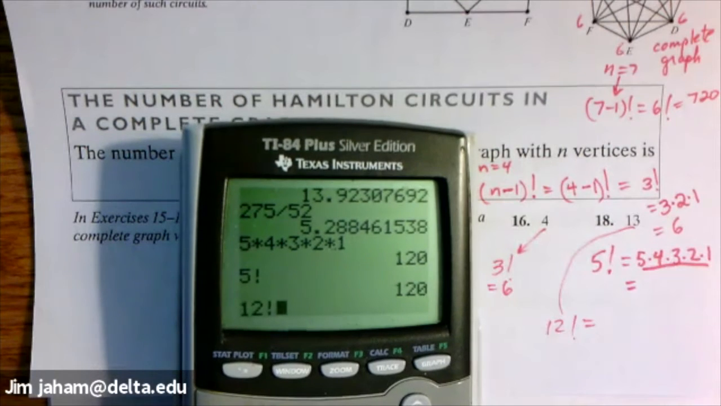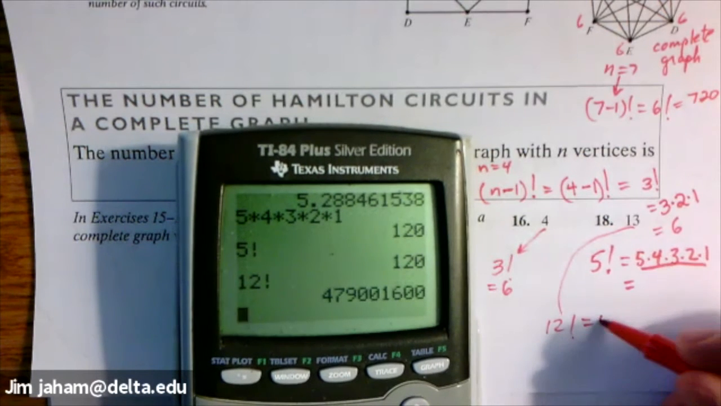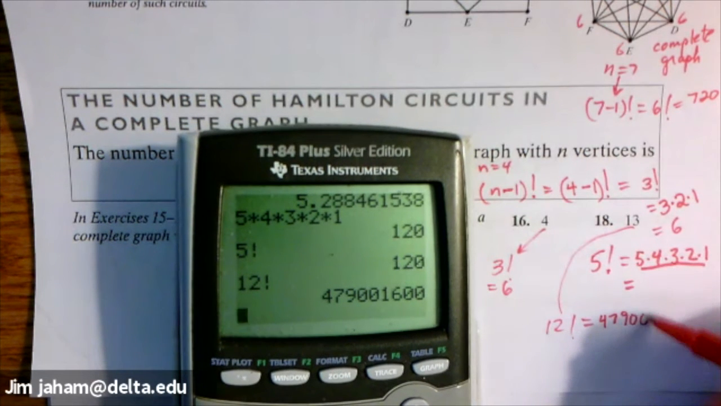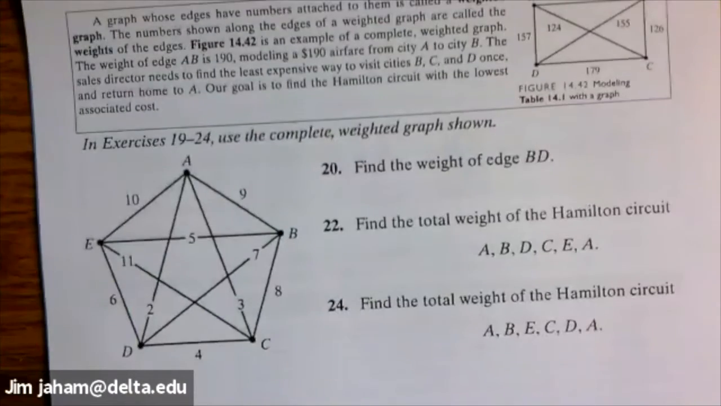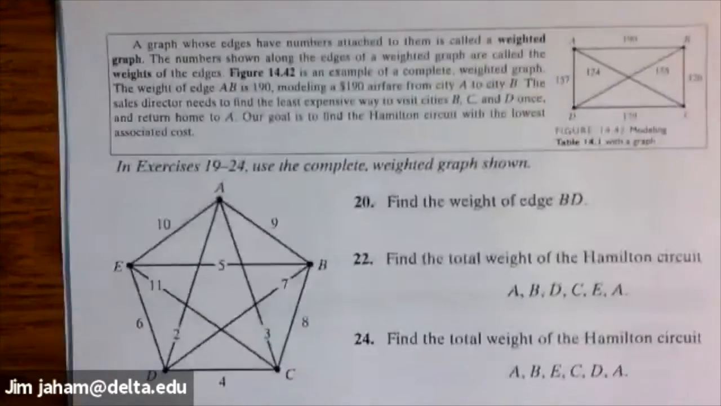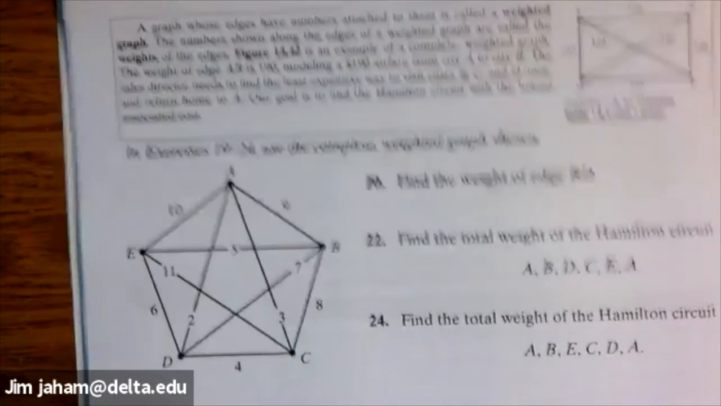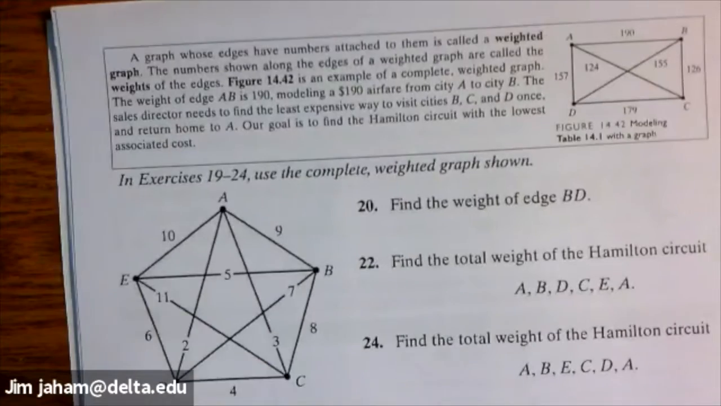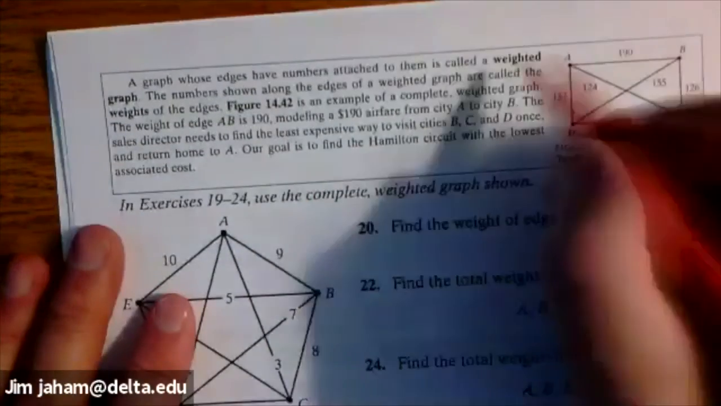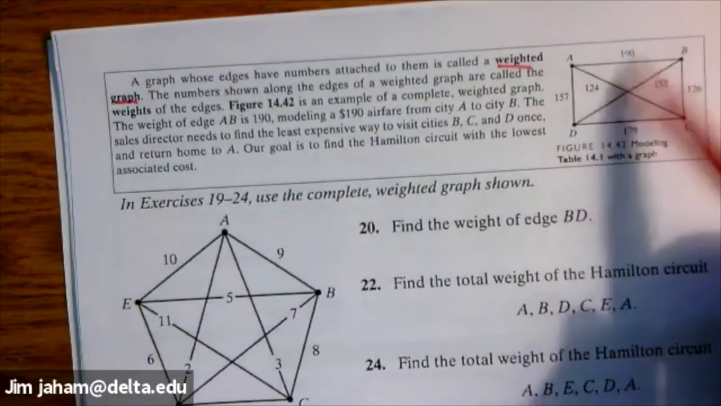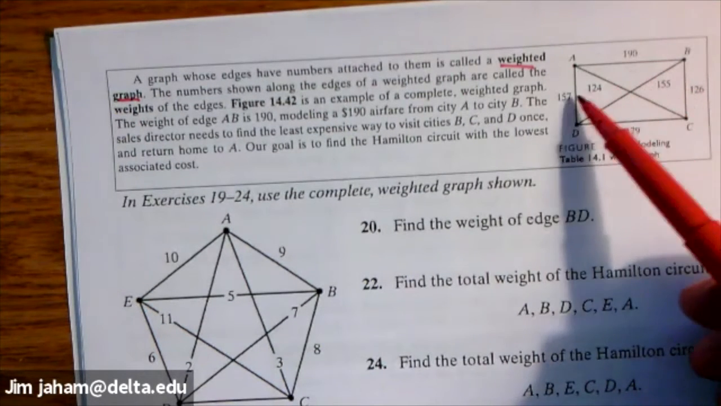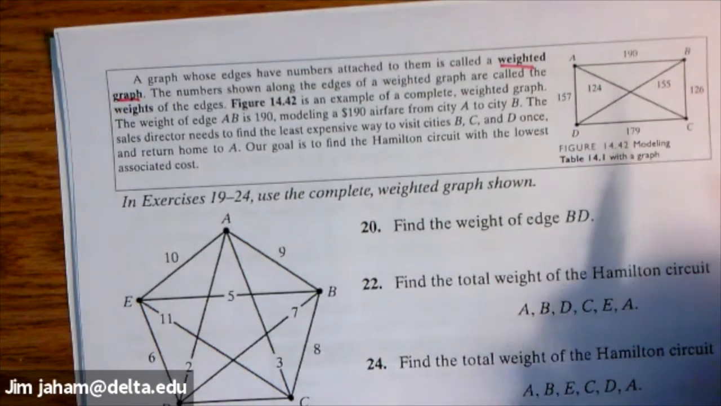12 factorial. Yeah, you can see quite a few. 479 million Hamiltonian circuits. All right, now to actually solve some problems related to Hamiltonian graphs, complete graphs, we're going to look at weighted graphs. In weighted graphs, what they're going to do is put a number on each one of the edges. And so now each edge has a weight.